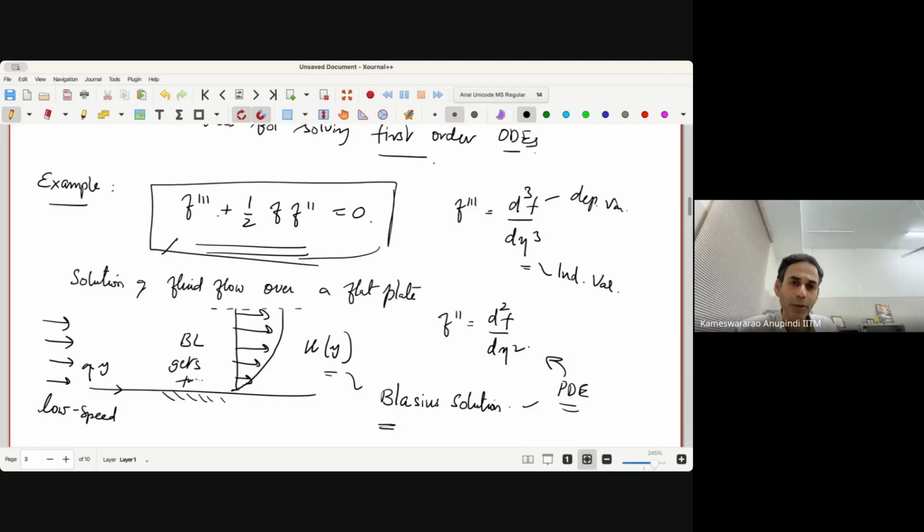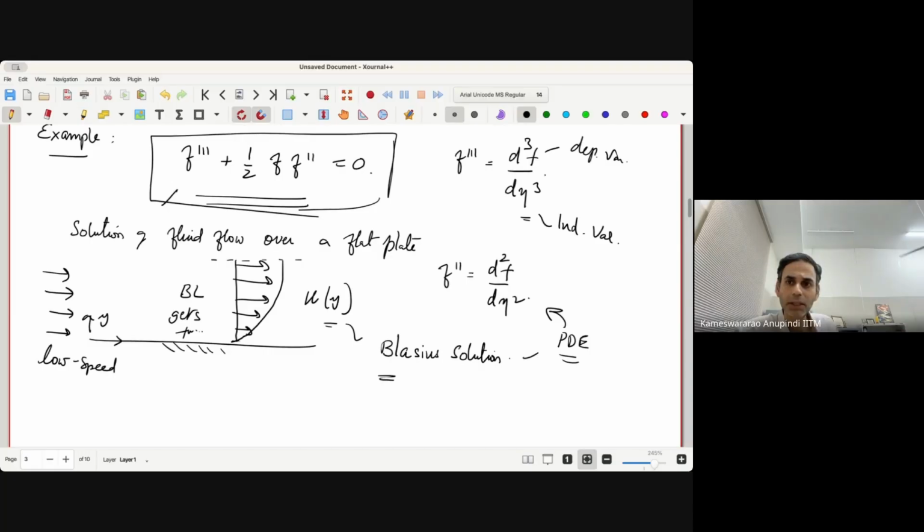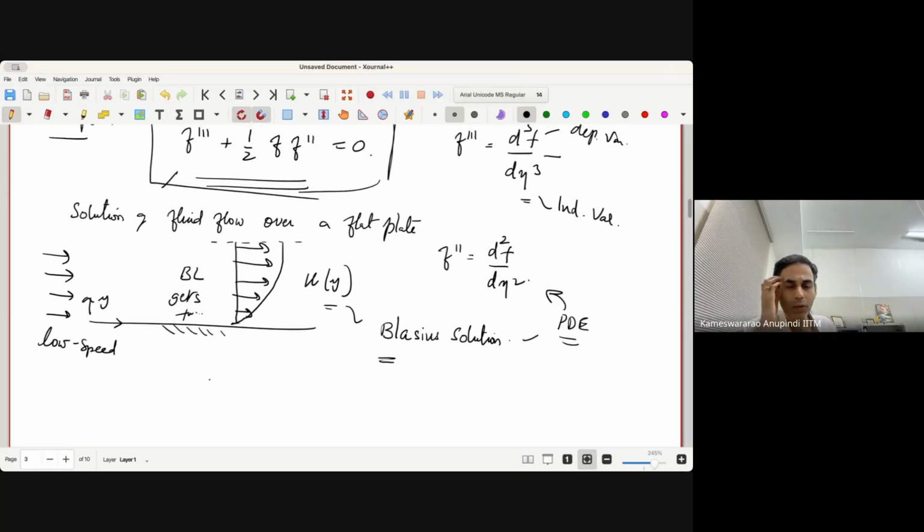Okay, so if you're able to solve this f as a function of eta, then from there you can calculate what is u as a function of y, because u happens to be just a derivative of f. That's all. So this is one common ordinary differential equation that you find in dealing with fluid mechanics. Now this is a third order ODE because the derivative is d cube f by d eta cube. So how do we convert this into a set of first order ODEs?